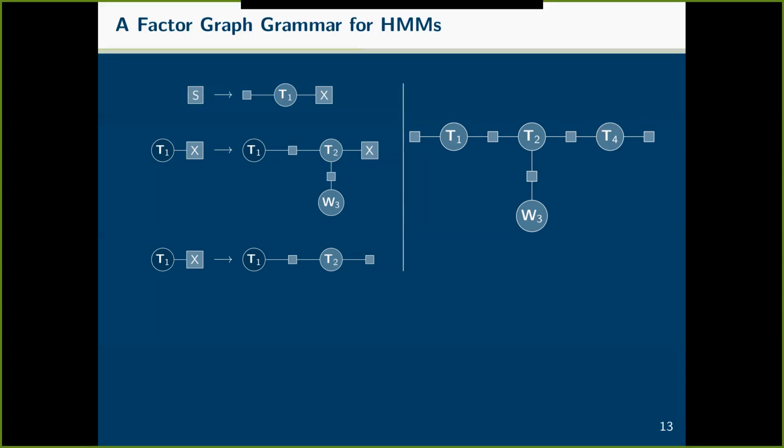And this, as you can see, is the factor graph for sentences of length 1 that we saw earlier. So in general, this grammar can generate the factor graph for any length of sentence, and since it describes all possible lengths of sentences, it corresponds to the entire HMM. Do you guys have any questions on that?